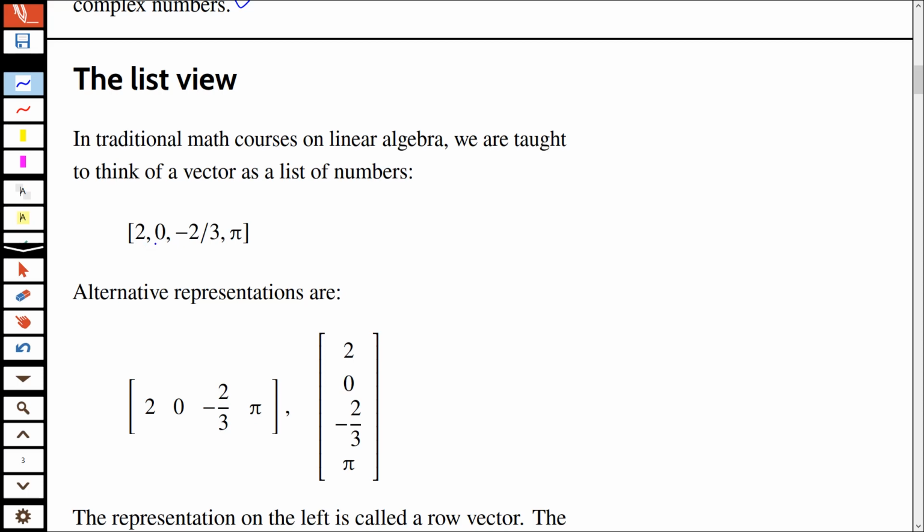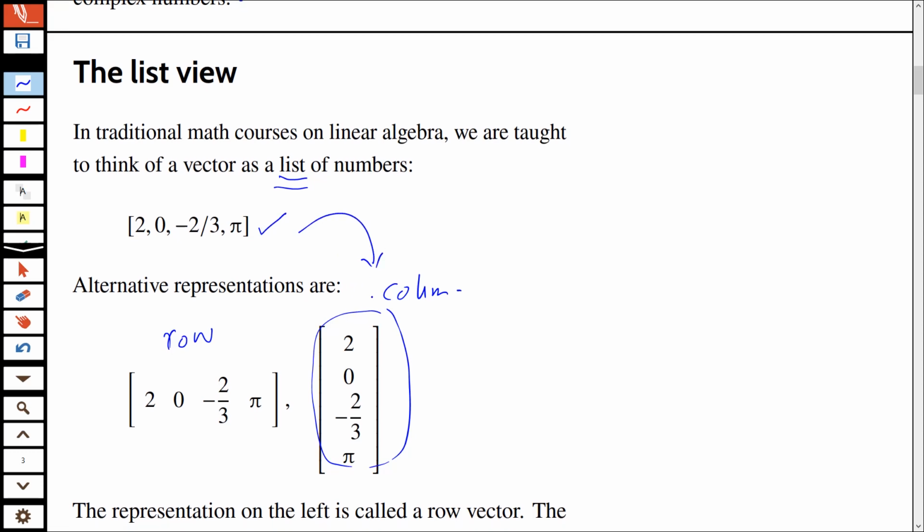So this list has 4 elements: 2, 0, -2/3, and pi. Notice this comma? Because of this comma, this is called a list representation. Alternatives also exist where you just write them as a row vector. So this is a row vector and this is a column vector. Because it's not very easy to write this in a document, when many people write this list, what they mean by this is a column vector, because column is very common compared to row.